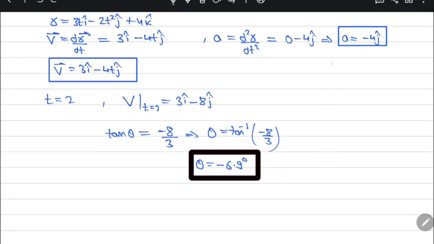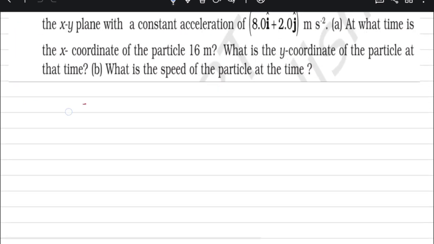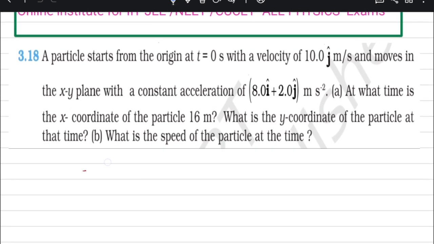Just draw the diagram so that you can understand this easily. Here the resultant is like this, and the angle is 69 degree, right? Proceed for the next question. This is also a very good question, and this is our last question of the exercise problem.